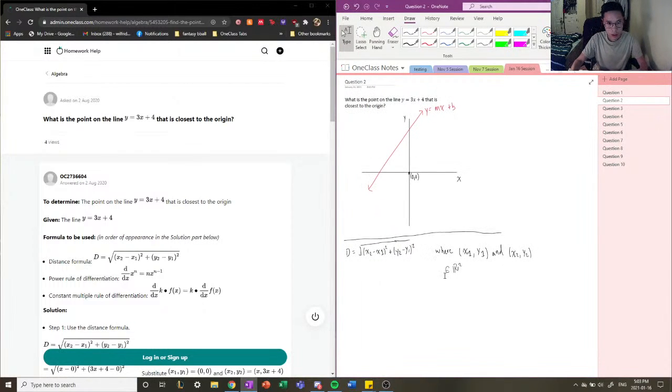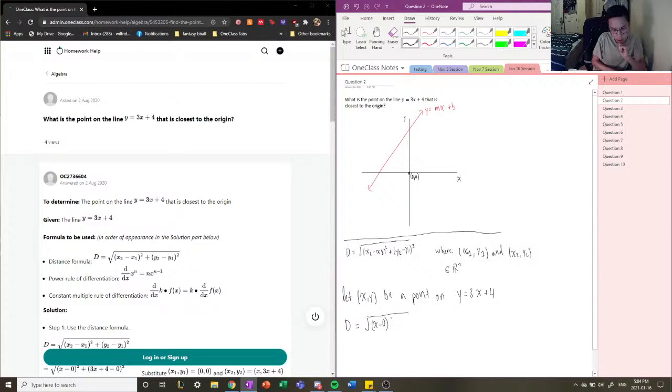So let's say that let point (x, y) be a point on y equals 3x plus 4. Okay, so if (x, y) is a point on y equals 3x plus 4, the distance from that point to the origin is as such: (x minus 0) squared, right? Because x1 is going to be 0 and y1 is going to be 0. And x2 is going to be x and y2 is going to be y, minus 0 squared. Okay, so this is the distance in units between our point (x, y) on our line, y equals 3x plus 4, from that point to the origin.